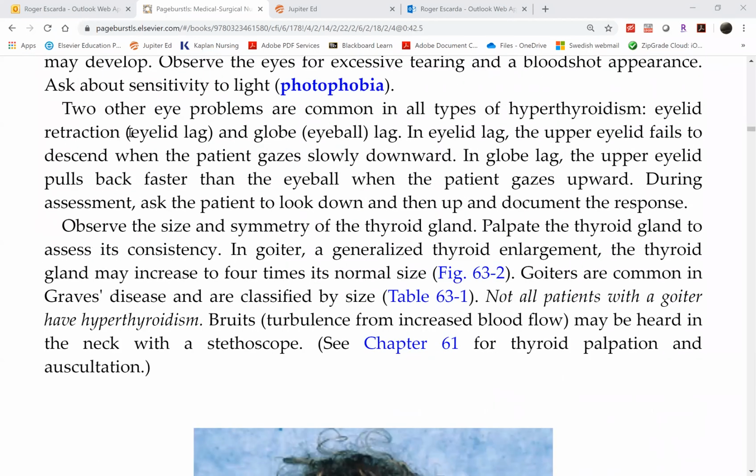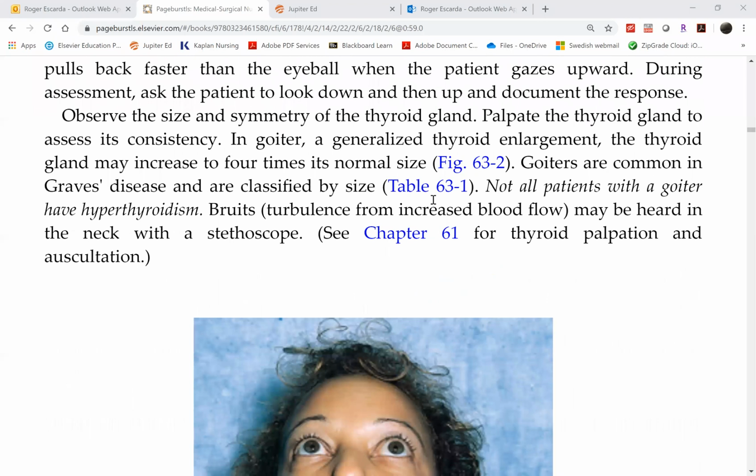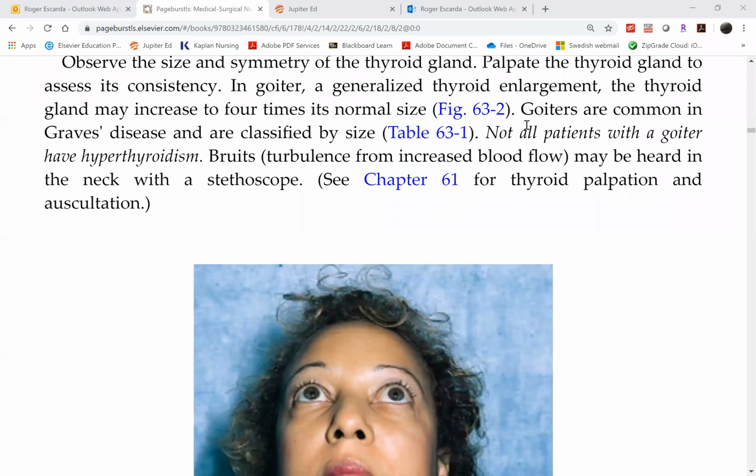Please read eyelid lag and globe lag on your own. It's not really significant. So here's the goiter. The goiter in hyperthyroidism is easy to explain because, of course, you have a very hyperactive thyroid gland. So of course it will grow. The more active it is, the more it will grow. The reason for the enlargement is just like the same reason why a penis would have an erection. Increased blood flow to the thyroid gland will cause it to enlarge.